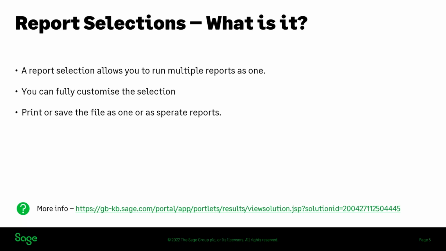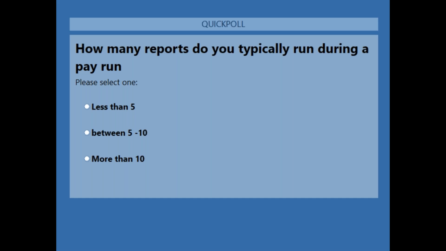Now, before we dive into it further though, so that's what report selections are. I do just want to run a quick poll just to get a bit of an idea. And it's all about how many reports do you typically run during a pay run. So we'll launch that now. So there we go. Do you run less than 5 during a pay run, between 5 and 10, or more than 10? So you should see an option on your screen. Simply click on the option and hit submit.